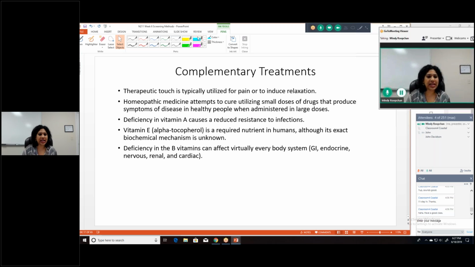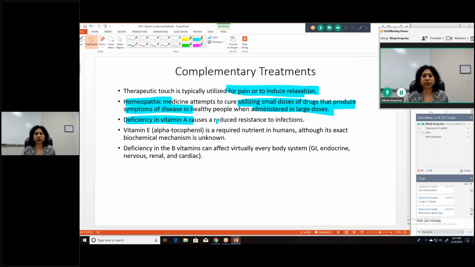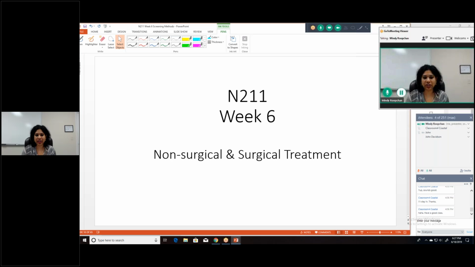Therapeutic touch is utilized for pain or to induce relaxation. Homeopathic attempts to cure utilizing small doses of drugs that produce symptoms of diseases in healthy people when administered in large doses. Deficiency in vitamin A causes a reduced resistance to infection. Vitamin E, although they don't really know the exact mechanism, is a required nutrient in humans. And deficiency in B vitamins is going to affect everybody's system: GI, endocrine, nervous, renal, and cardiac. So I want you to see a little bit of what the complementary therapies are, just so that you're aware of it, okay?